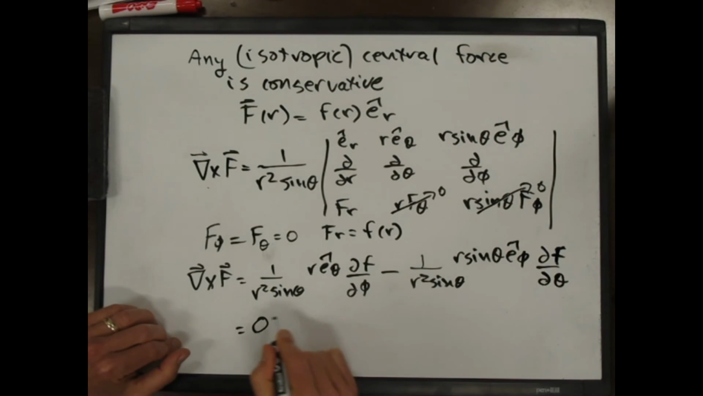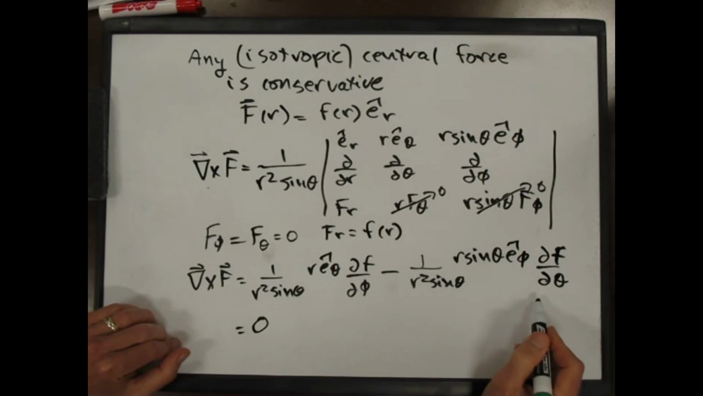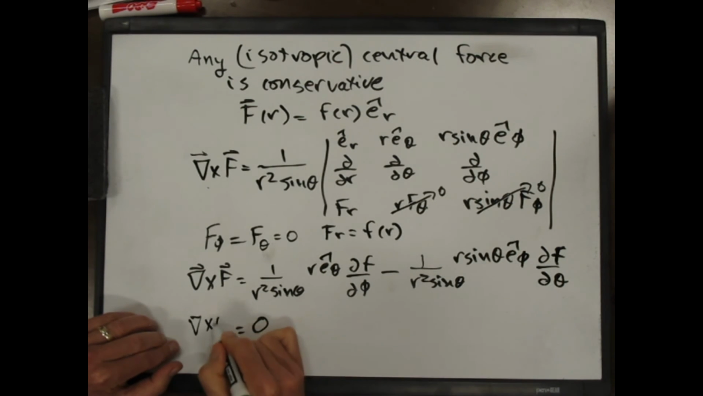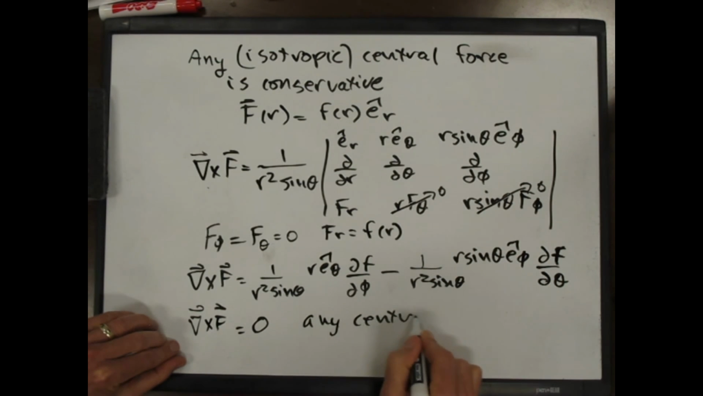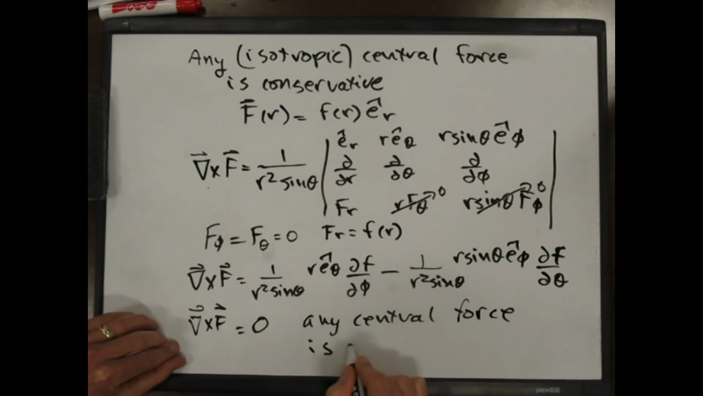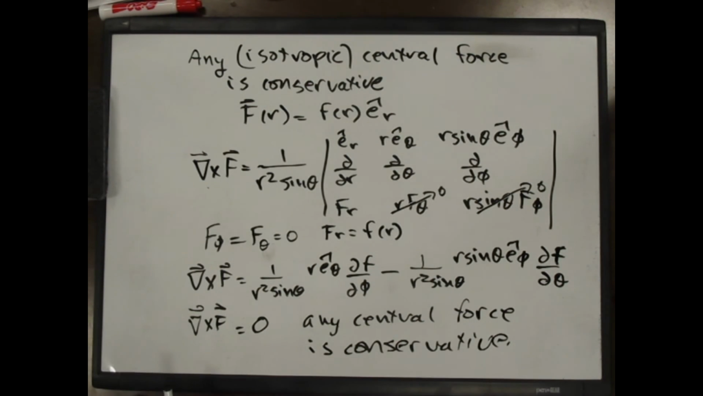And we can see this is 0 because partial f partial phi is 0 and partial f partial theta is 0. And so any central force is conservative.